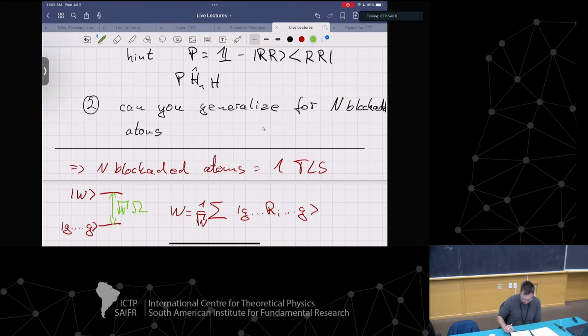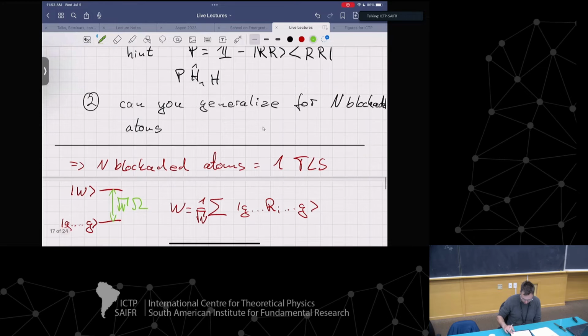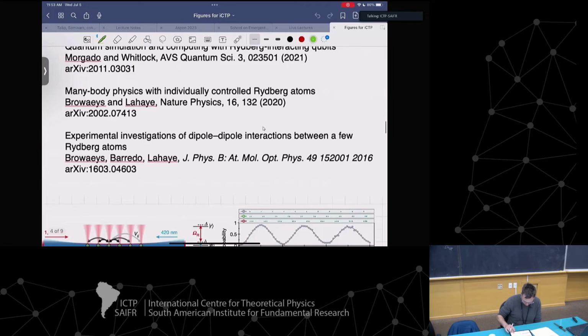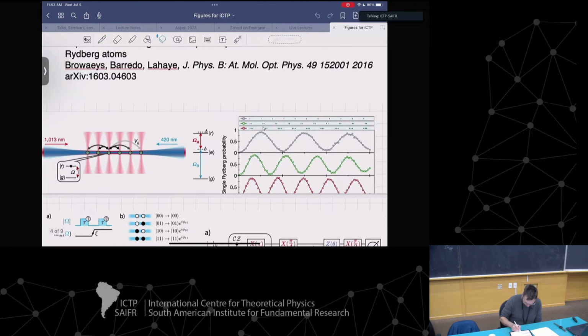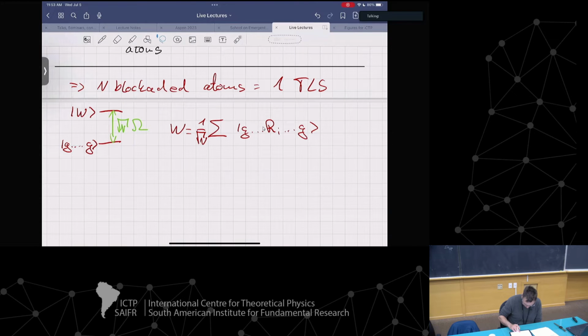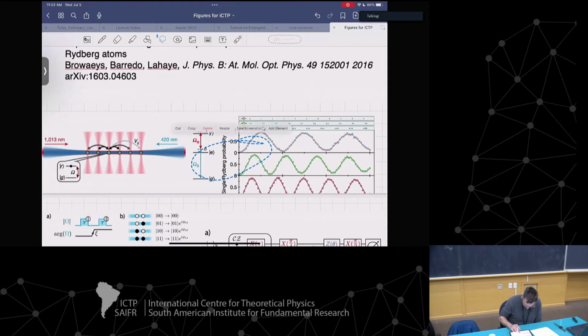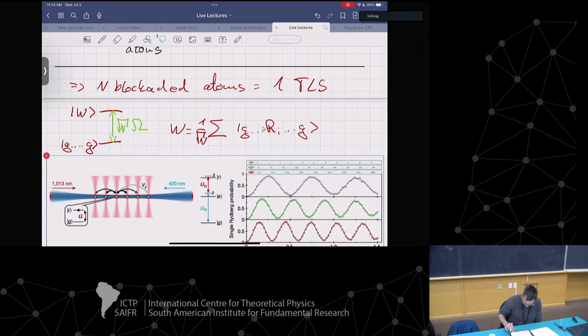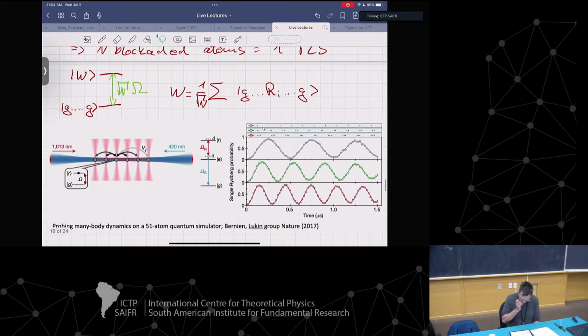Okay, I haven't shown you any experimental data in some time, so let's have a look if you can observe this in the experiment. Here's an experiment. This is already some time ago, 2017, when I was a postdoc at Harvard.